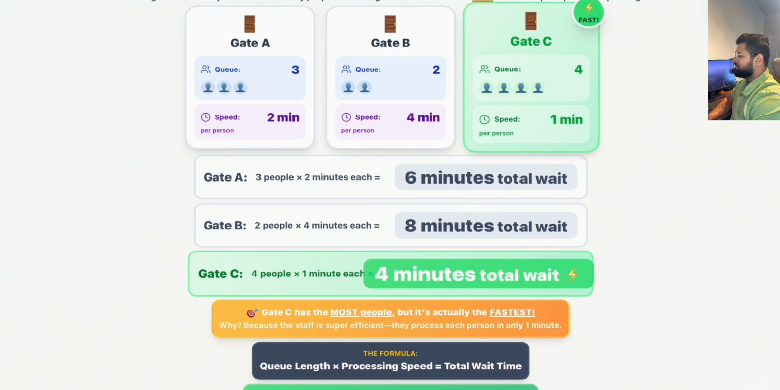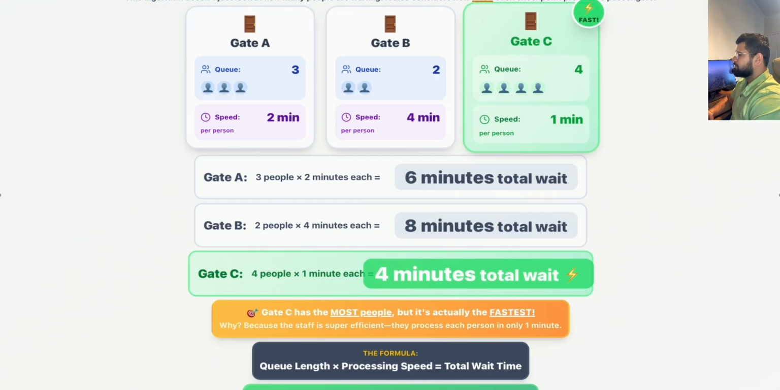And Gate C has the most people, but it's actually the fastest. Why? Because the staff is super efficient. They process each person in only 1 minute. The formula is queue length times processing speed. That's your total wait time. Our new passenger gets sent to Gate C because even though the line looks long, the total wait time is shortest.